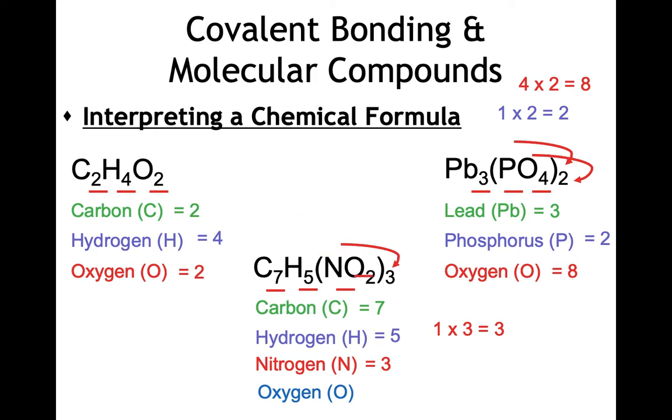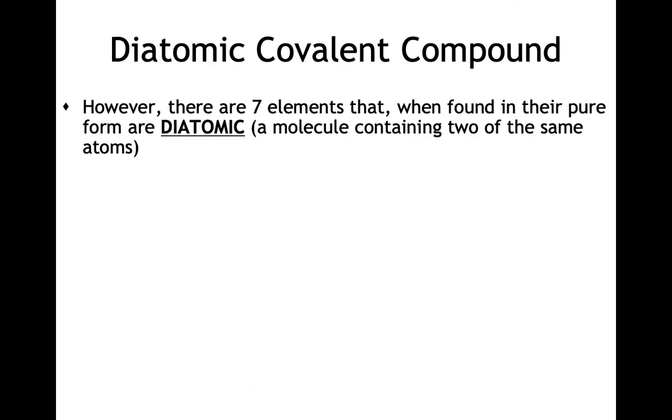For oxygen, we have a 2 next to the oxygen inside the parentheses, but there is a 3 outside the parentheses, which means we're going to multiply the 2 and the 3 together, and that will give us a total of 6 oxygen atoms. You will have a section to do in your packet on interpreting chemical formulas.